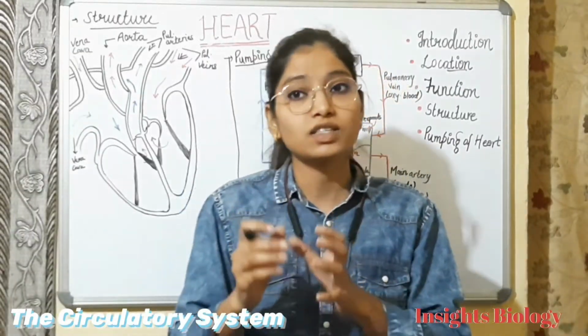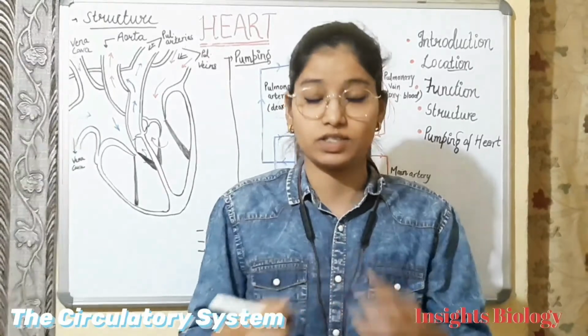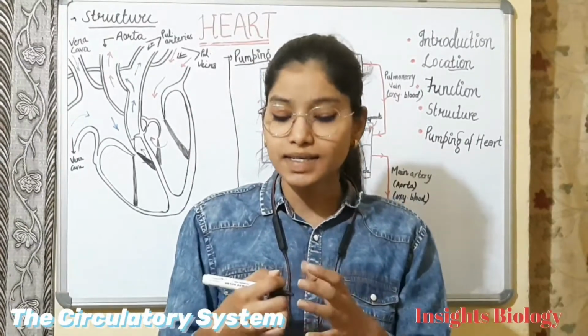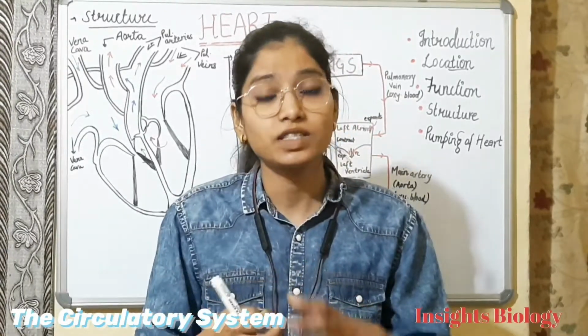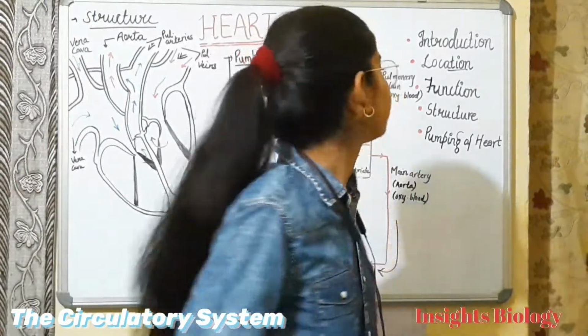So heart is located between the rib cage. Rib cage protects the heart from the wear and tear. It is a muscular organ, so it needs to be very well protected. So our rib cage protects the heart.